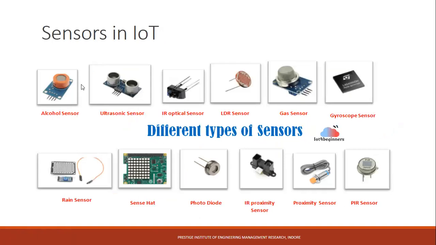And in this slide, you can see the different types of sensors available to us that can be used in IoT based applications. For example, alcohol sensor, ultrasonic sensor, which can be used for the measurement of distance. This is for light, this LDR sensor. This is a gas sensor; you can measure the concentration of gas in the surrounding environment. Rain sensors, and so on.